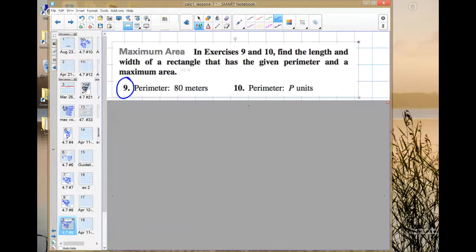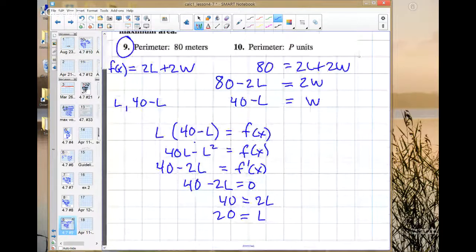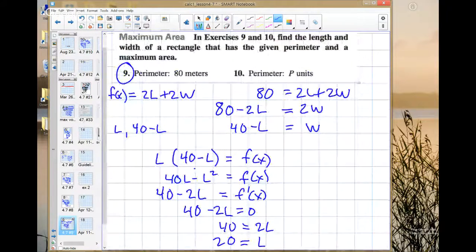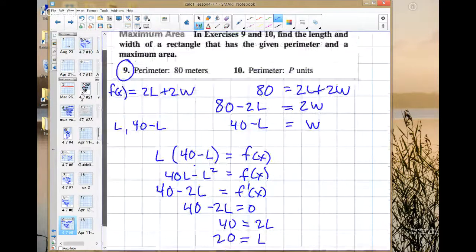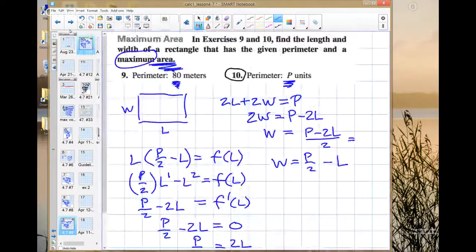Let's take a look here. Yeah, we found out the length was 20, and sure enough, 20 is 1/4 of the perimeter 80. So really, we got the same result yesterday. The only thing different about number 10 is we had to do it in more general terms. Even when you're not given a number and we have just a constant P, we can still go at the same kind of problem.